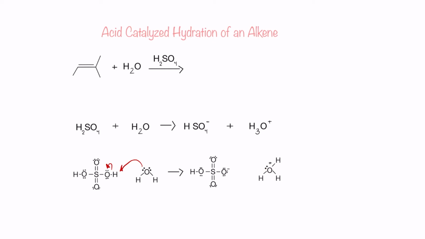And where did that lone pair go? It actually traveled onto the hydrosulfuric acid. So while hydrosulfuric acid only had 2 lone pairs on this oxygen before, now it has 3 lone pairs. And so we see that it's a fair exchange. Water received a hydrogen and H2SO4 received a lone pair.